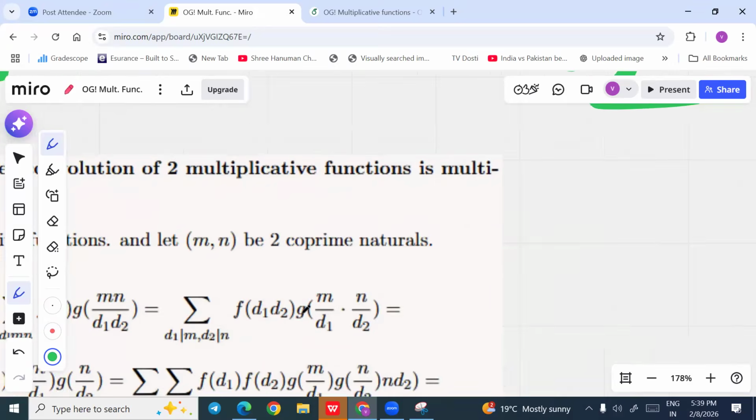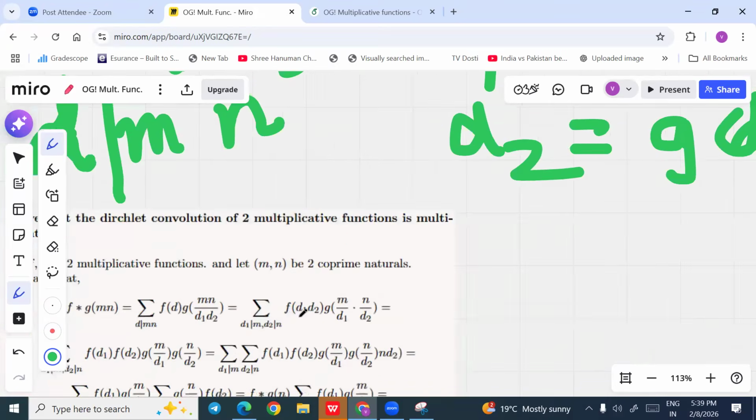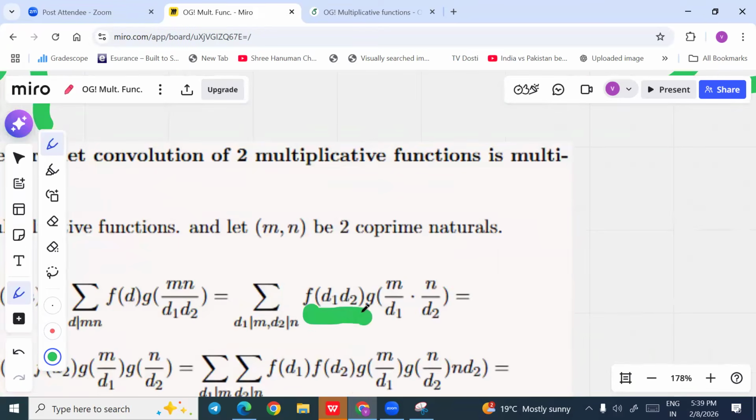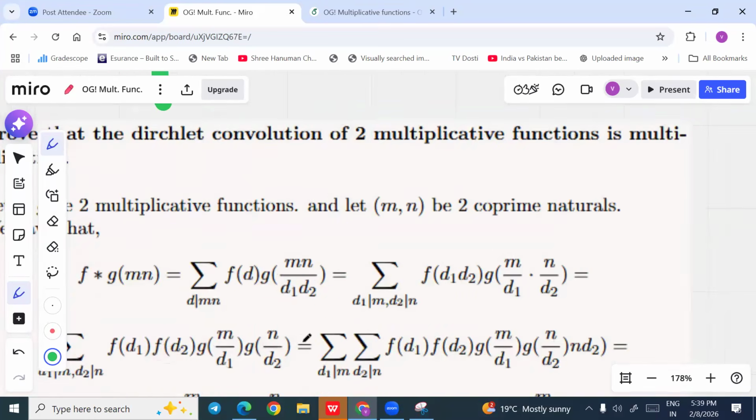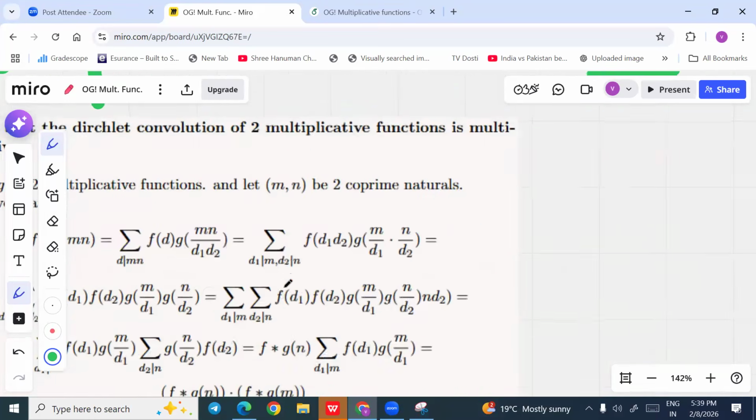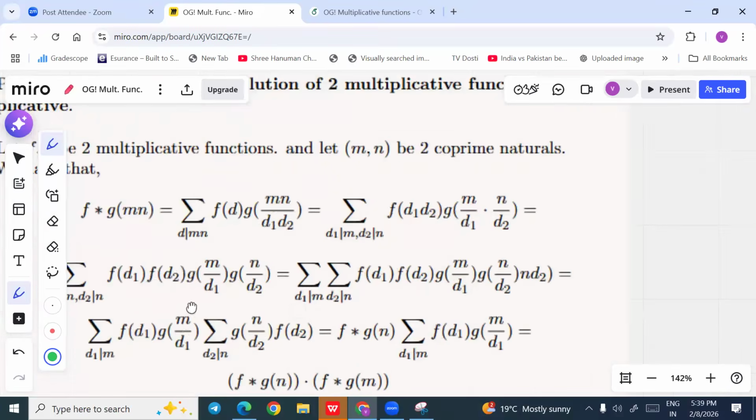you basically reduce it to this one, and since f is multiplicative, and since d1 is a divisor of m and d2 is a divisor of n, and m and n were coprime, d1 and d2 also have to be coprime, since they are divisors of coprime numbers. So we can just split the product like this. Now we get till here.